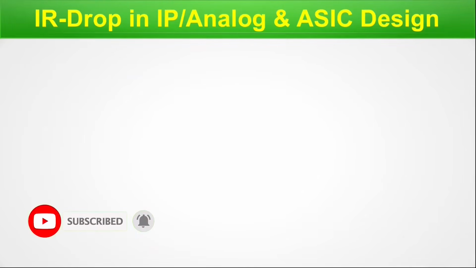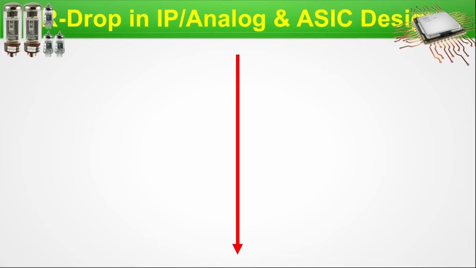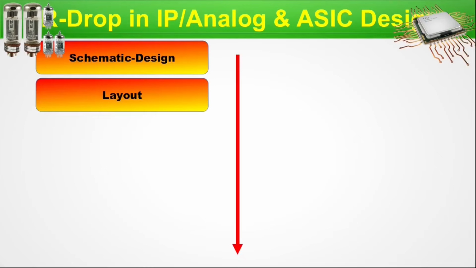IR drop in IP or analog design and ASIC design. Here in this slide, our flow proceeds in the direction of this arrow, and in the left hand side we will keep the IP design or the analog design flow, and in the right hand side we will keep the ASIC design flow. Here the graphics are used as a symbolical meaning so that you can identify easily whatever I have just mentioned. So first, in the IP or the analog design part, the schematic design is done by the designers. Next, we draw the layout by hand.